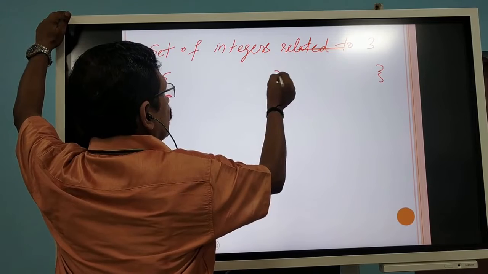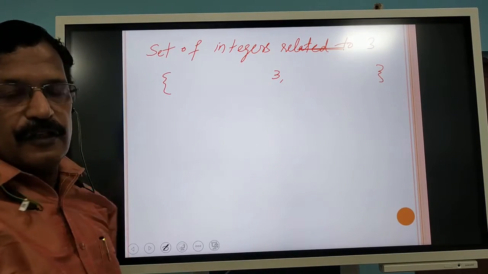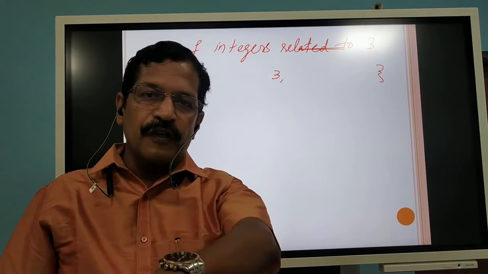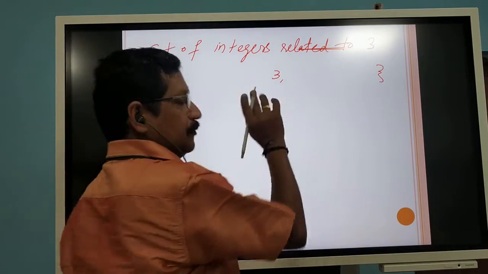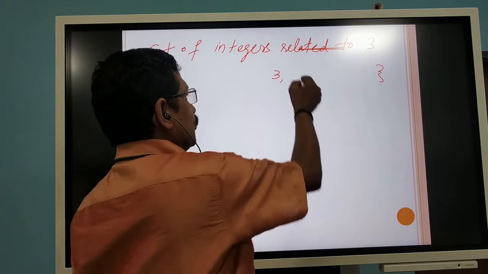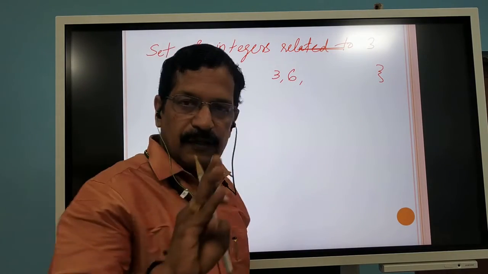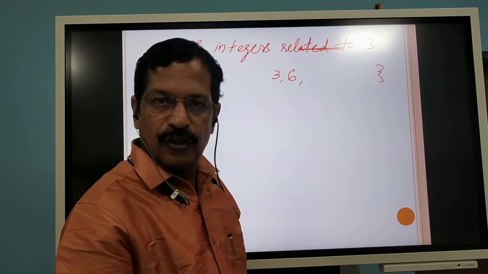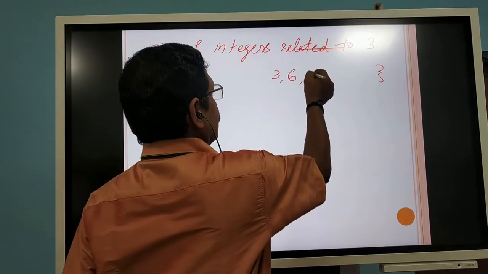3, as it is an equivalence relation, reflexive. 3 is related to 3. 4 is related to 3? Not correct. 5 related to 3? Not possible. But 6 is possible. So 6. 7 not related to 3. 8 not related to 3. But 9 is related to 3.